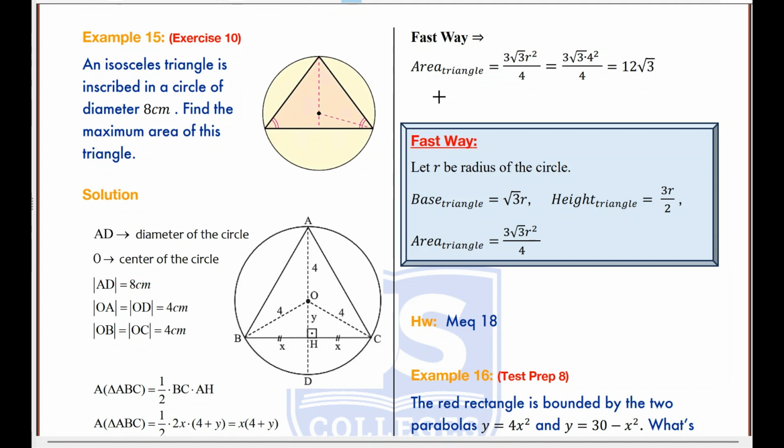So the fast way is the area of the triangle, according to the fast way, is 3 square root of 3 r squared over 4. r is not given, diameter is given, which is 8. Radius is half of it, which is 4. Substitute 4. The 4s will cancel. 4 times 3, 12 root of 3 will give you the area. Okay, for base and height also we have fast ways if needed.